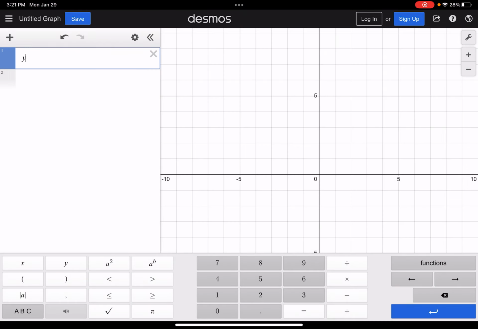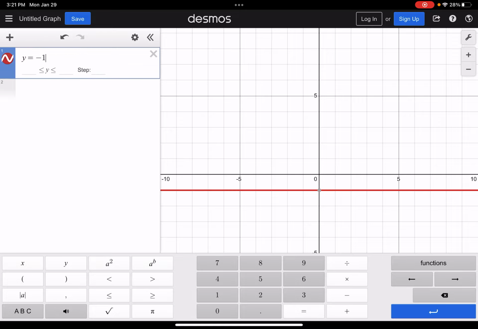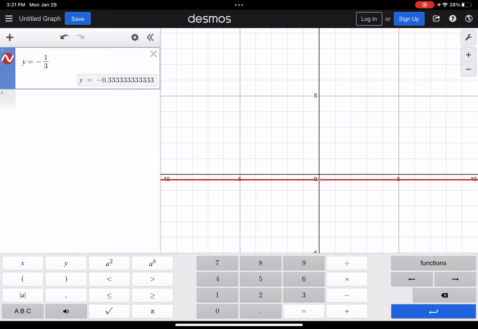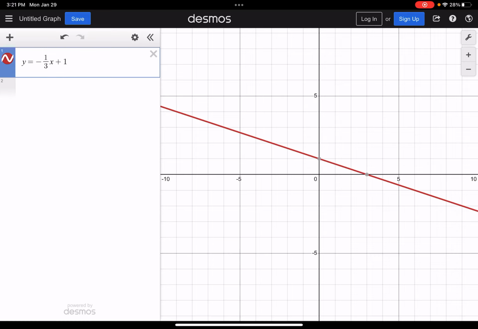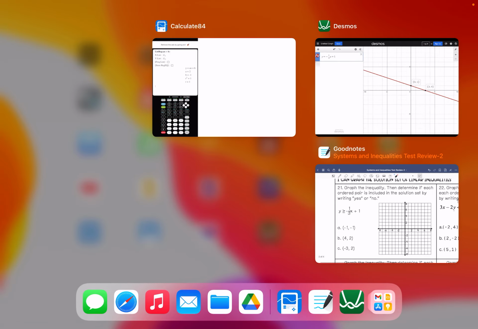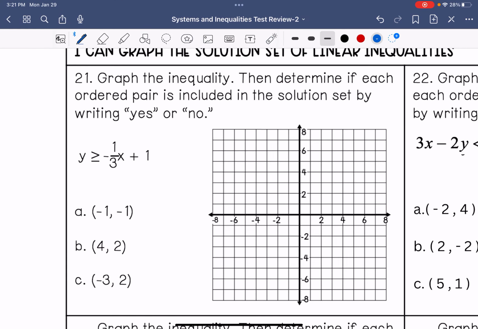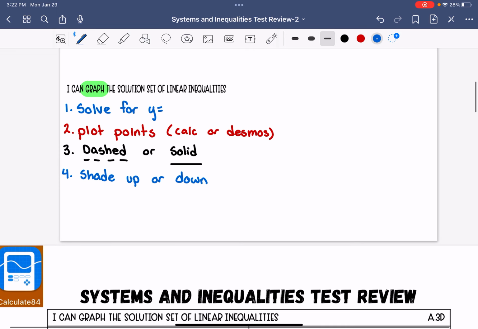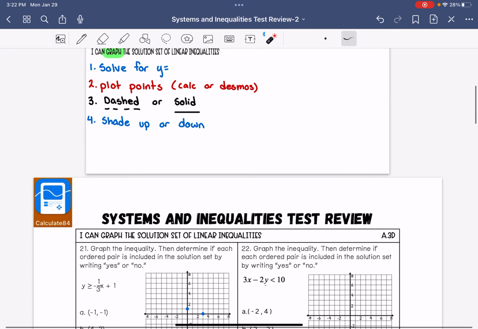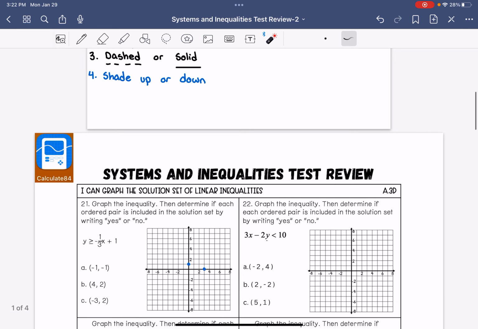So I'll open up Desmos, and I'll type in y equals negative 1/3 x plus 1. And then using Desmos, I'll go ahead and find a couple points. I see a point there at 0, 1 and at 3, 0. So I'll go back to my graph, and I will plot those points. 0, 1, 3, 0. And I am done at this point with step 1 and 2. Solve for y, it was already solved for y. Plotted points using Desmos, done.